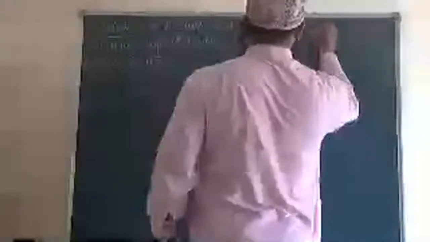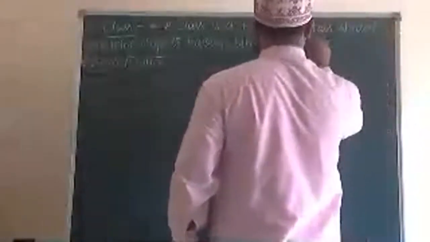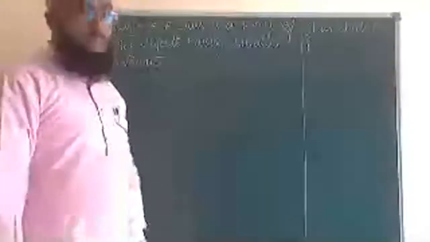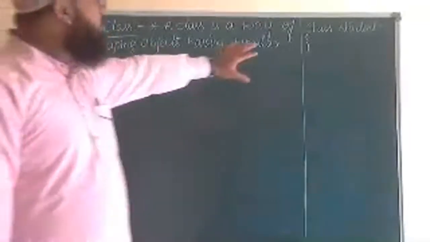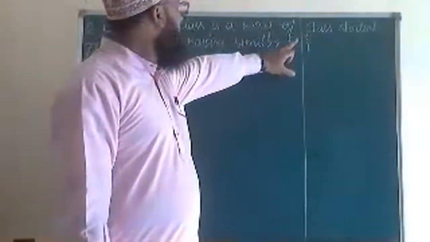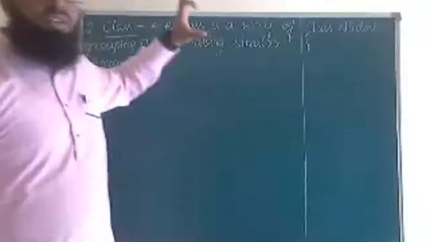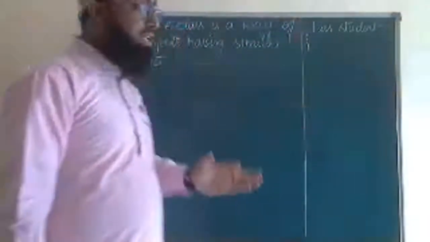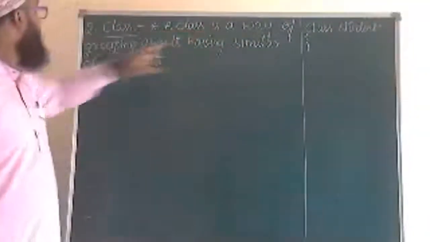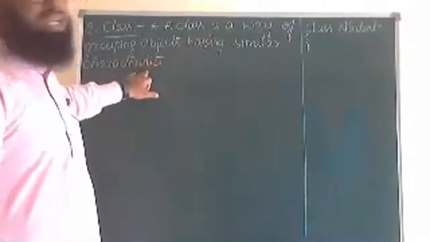Okay, the same example we will take here, that is class. Take the class name as student. In the month of April, I gave some programs regarding class. You have written them and you are aware of these things. A class is a way of grouping objects having similar characteristics.